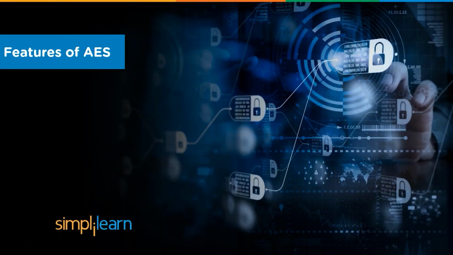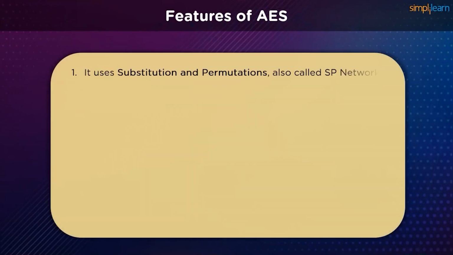Now that we understand the origin of AES, let us have a look at the features that make the AES encryption algorithm unique. The AES algorithm uses a substitution permutation or SP network. It consists of multiple rounds to produce a ciphertext. It has a series of linked operations, including replacing inputs with specific outputs, that is substitutions, and others that involve bit shuffling, which is permutations.